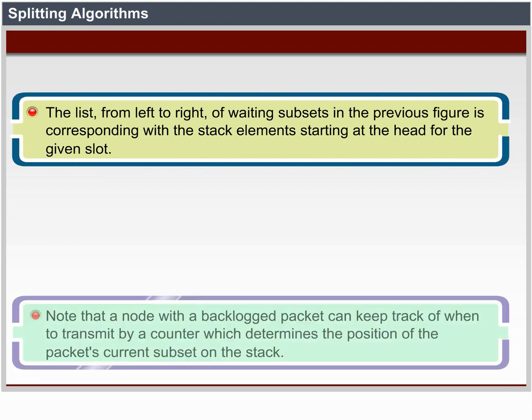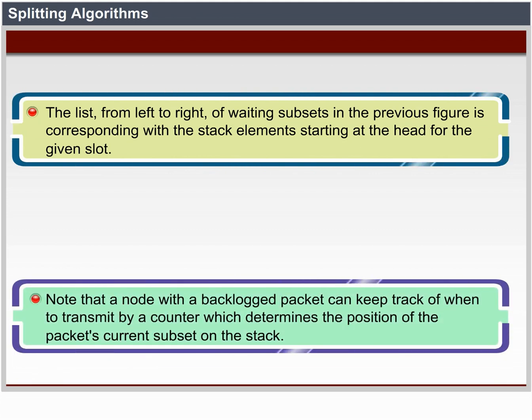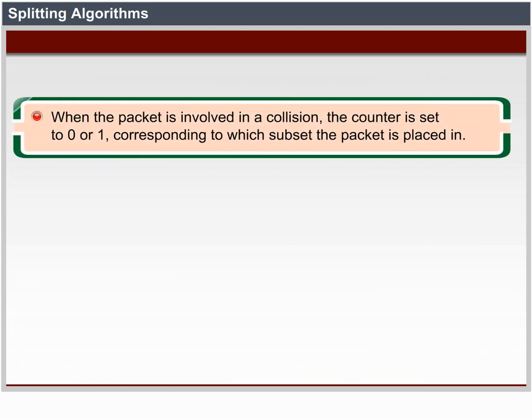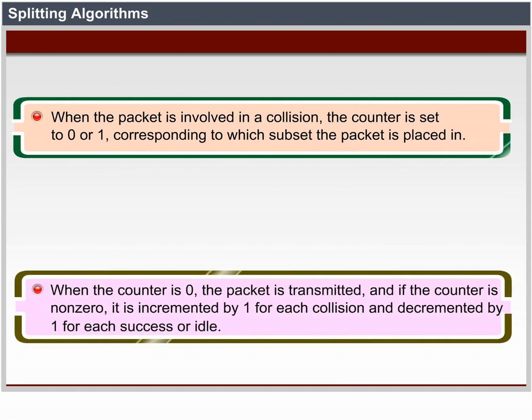Note that a node with a backlogged packet can keep track of when to transmit by a counter determining the position of the packet's current subset on the stack. When the packet is involved in a collision, the counter is set to 0 or 1 corresponding to which subset the packet is placed in. When the counter is 0, the packet is transmitted, and if the counter is non-zero, it is incremented by 1 for each collision and decremented by 1 for each success or idle.